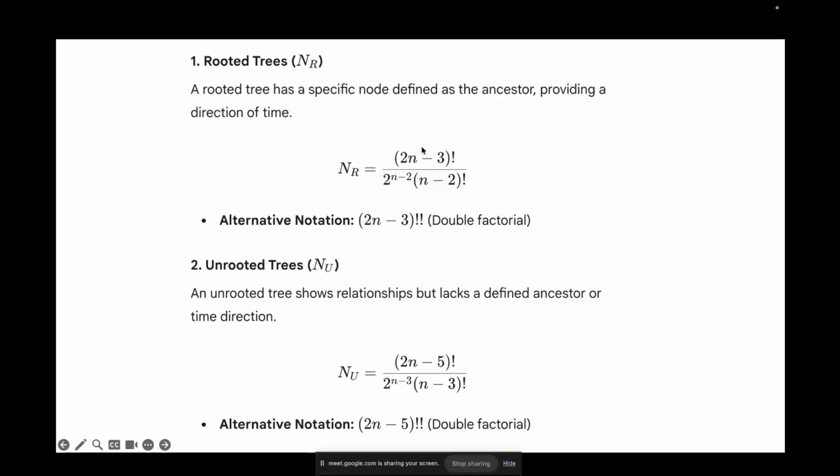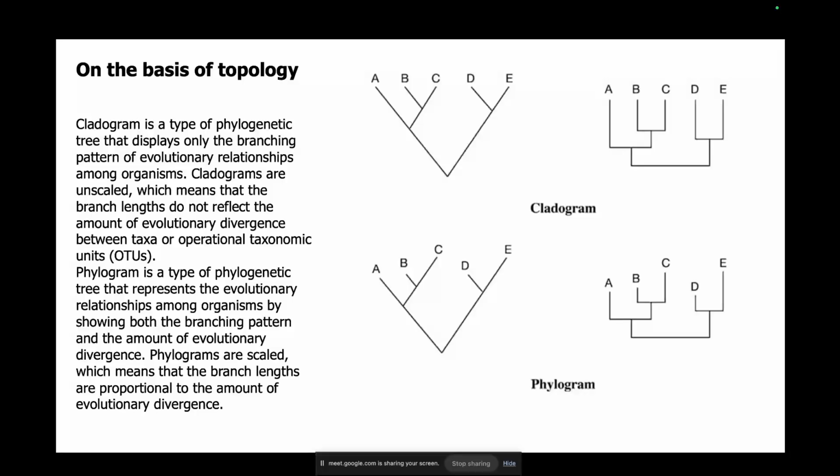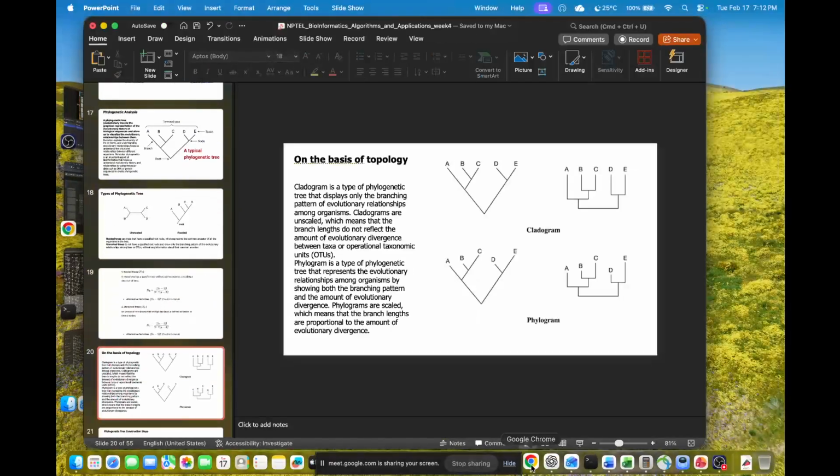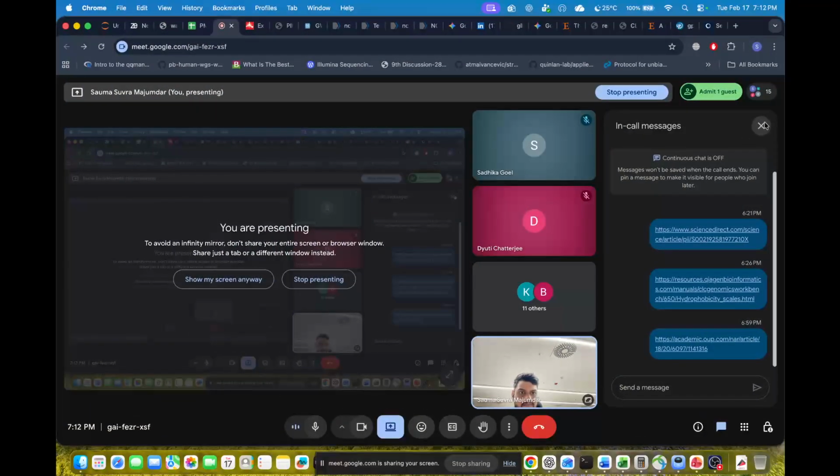So for rooted trees, it is 2n minus 3 double factorial, and for unrooted trees, it is 2n minus 5 double factorial. You can derive this using permutation and combination, but I'm not going to go into the derivation, but I hope you get the idea. I'll recommend you remember these formulas because a small problem like this can come in the exam, because this is a very easy problem to give. Okay, so on the basis of structure, it can be rooted or unrooted based on evolutionary history.